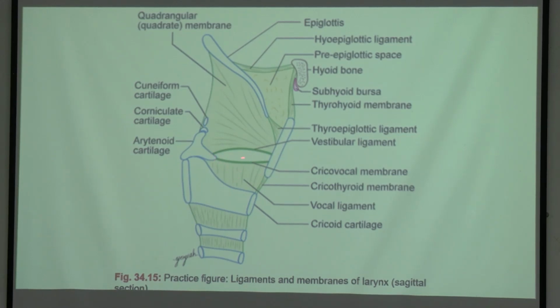This is the vocal ligament. It is wrongly printed. Okay, the vocal ligament is this one. This is the vestibular ligament. This is vocal ligament, and this, from cricoid to vocal ligament, is called cricovocal membrane. Okay, remember this one.